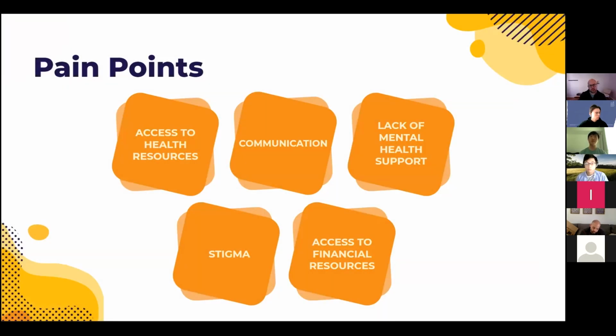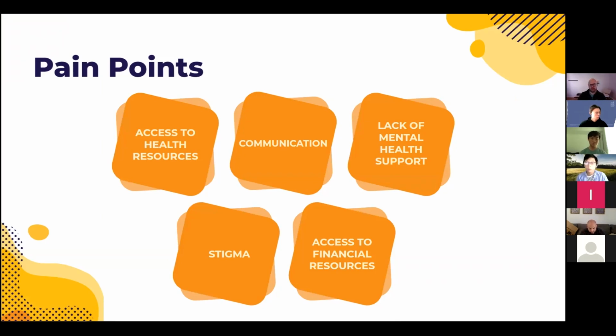So we consolidated these conversation pain points into five main issues that we wanted to address. One of them being access to health resources, proper communication, proper outreach to teens that might be struggling with their identity, a lack of mental health support, stigma, and access to financial resources.